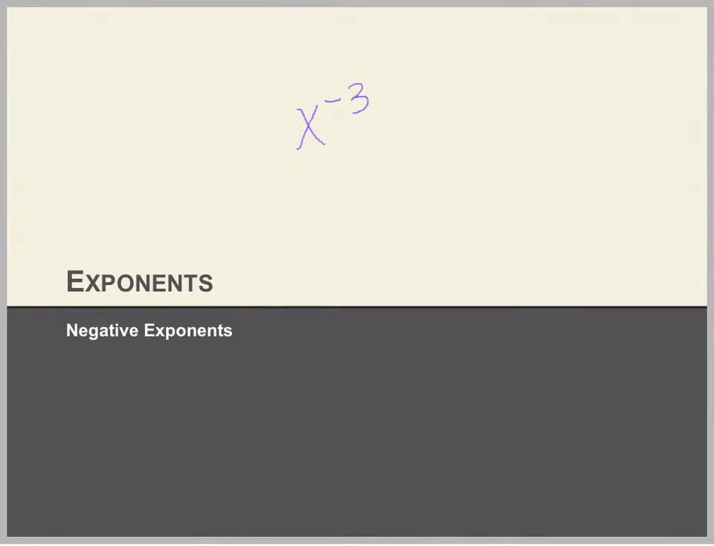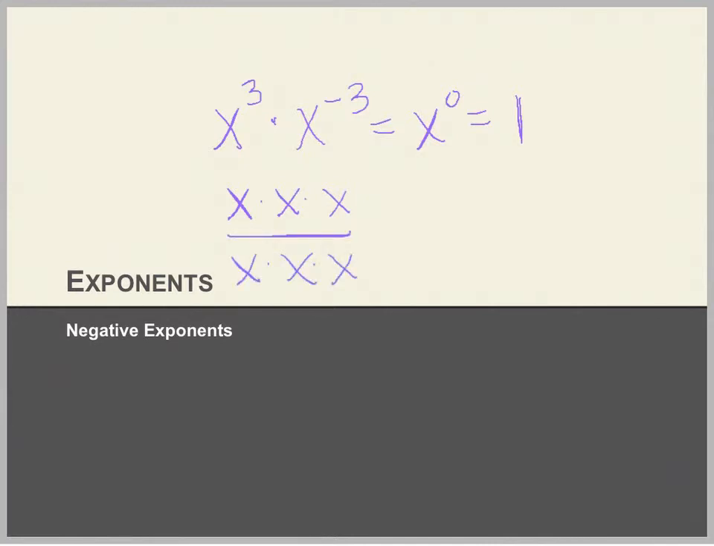We know that x to the third power is x times x times x. And if we multiply those two quantities, multiplying, we add the exponents, we would have x to the 0th power, and anything to the 0th power is 1. Well, if we know x to the third is x times x times x, and eventually we want this to be 1, then we need to divide that by x times x times x.